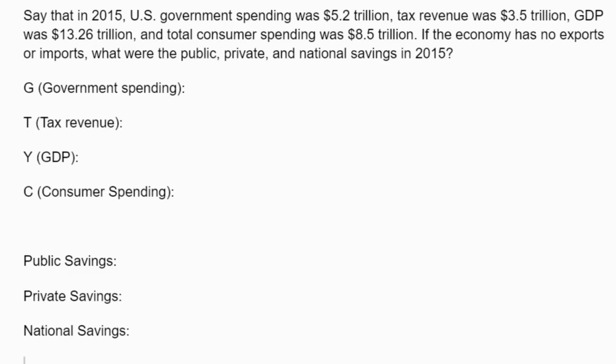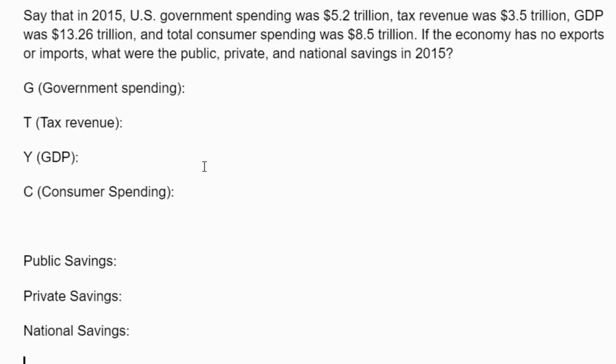We're going to go over how to calculate public, private, and national savings in a closed economy with this example here. Say that in 2015, U.S. government spending was 5.2 trillion, tax revenue was 3.5 trillion, GDP was 13.26 trillion, and total consumer spending was 8.5 trillion, all in U.S. dollars. If the economy has no exports or imports, what were the public, private, and national savings in 2015?